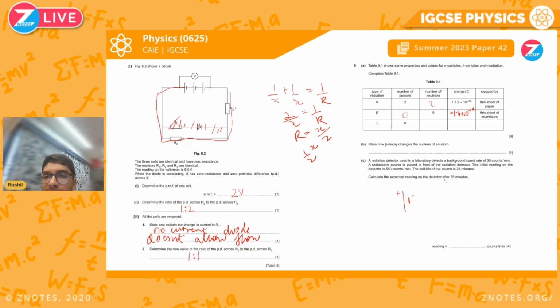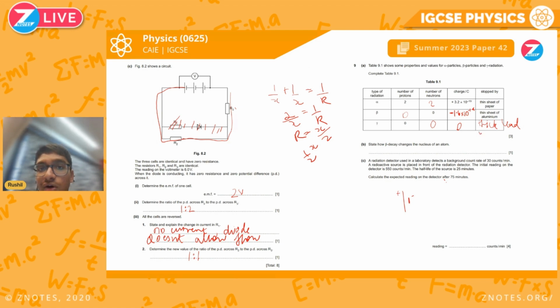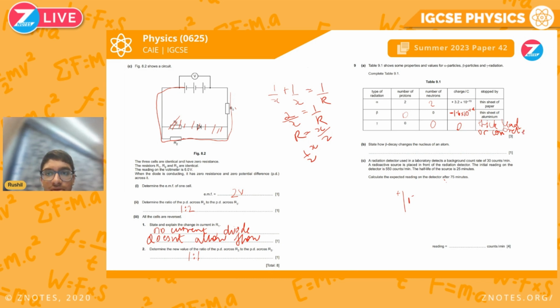Now, gamma radiation, we know there's no particles involved. It's just electromagnetic radiation. So there are no particles, no neutrons, no protons. And since no protons, no electrons, so zero charge as well. And it's stopped by heavy amounts, like a good length of thick lead or even thicker concrete. Yeah, if it's concrete, it needs a greater thickness than if it's lead to stop it.